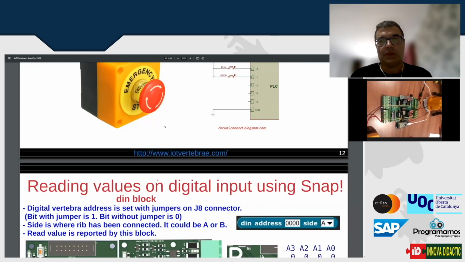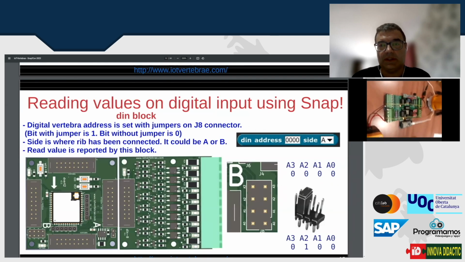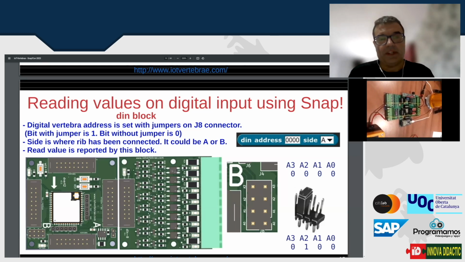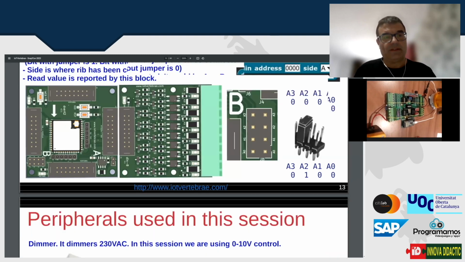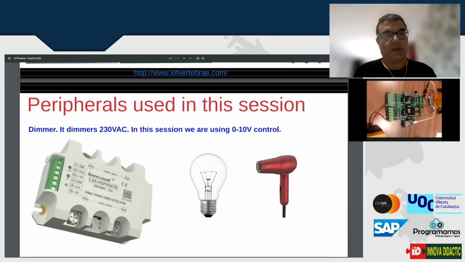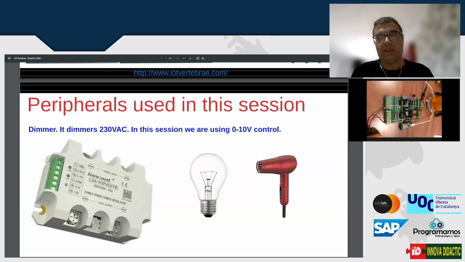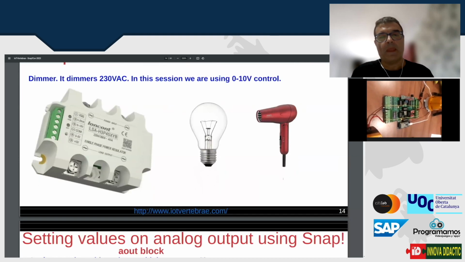To use it, the proper block is the in block. Here we have it connected at the A side, and it's just as before. When we are reading, this block is reporting an 8-bit value byte. This is just the dimmer with a level of voltage between 0 and 10. We are about to dim this bulb or this hair dryer.